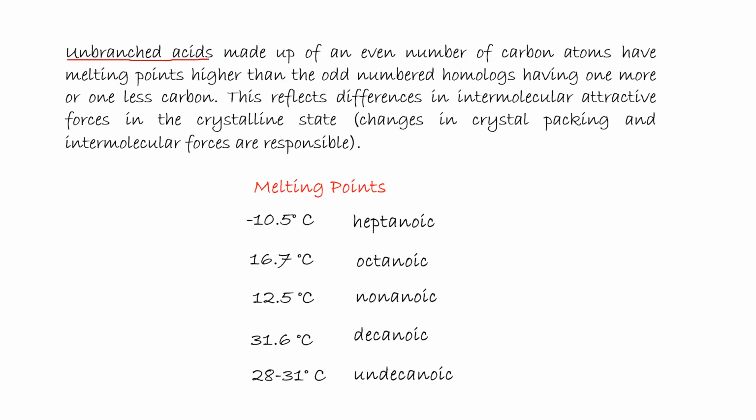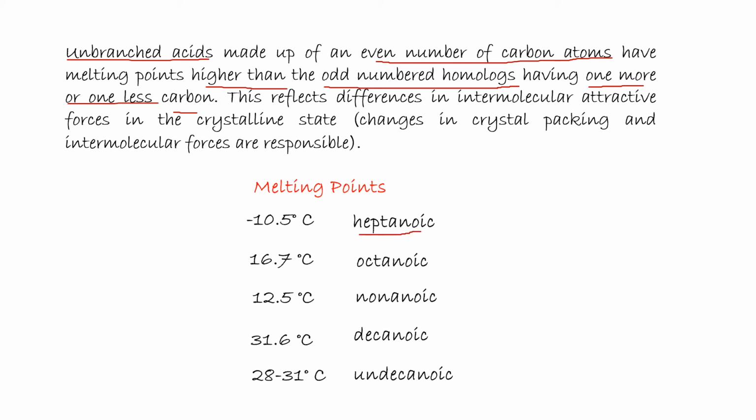Unbranched acids made up of an even number of carbon atoms have melting points higher than the odd-numbered homologs having one more or one less carbon. This reflects differences in intermolecular attractive forces in the crystalline state. Changes in crystal packing and intermolecular forces are responsible for that.